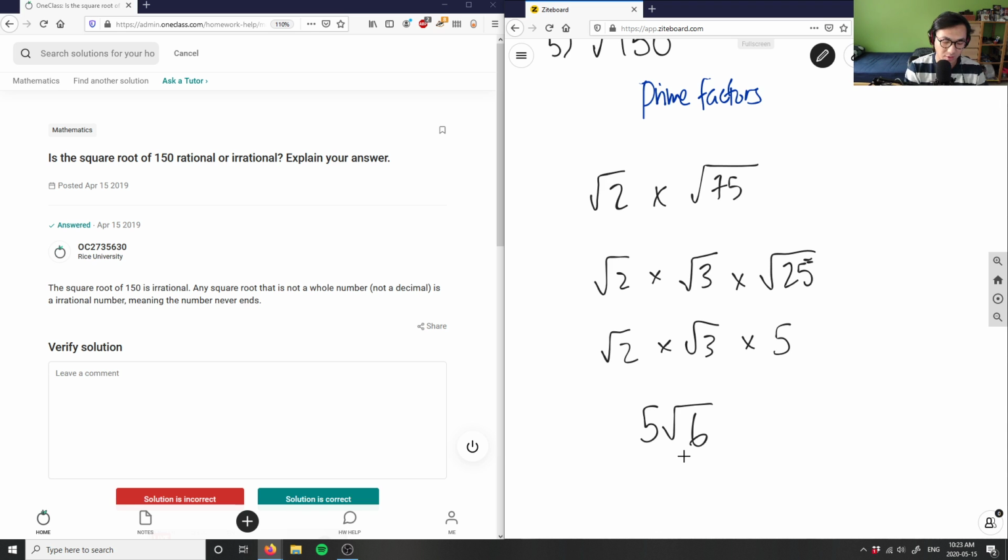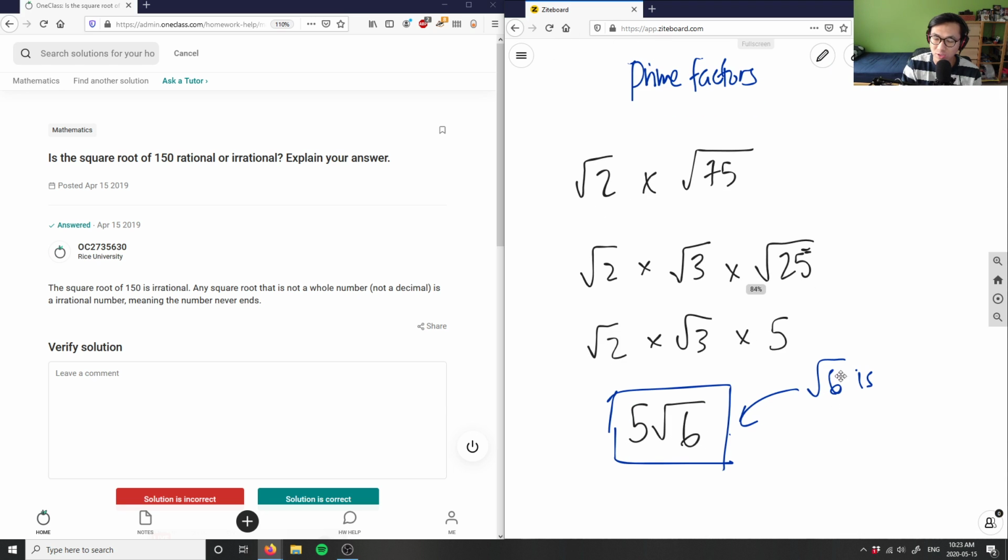And now I have to ask myself, is this irrational or rational? And the answer here is irrational, right? And the reason why this is irrational is because of this root 6 here. Root 6 is irrational.